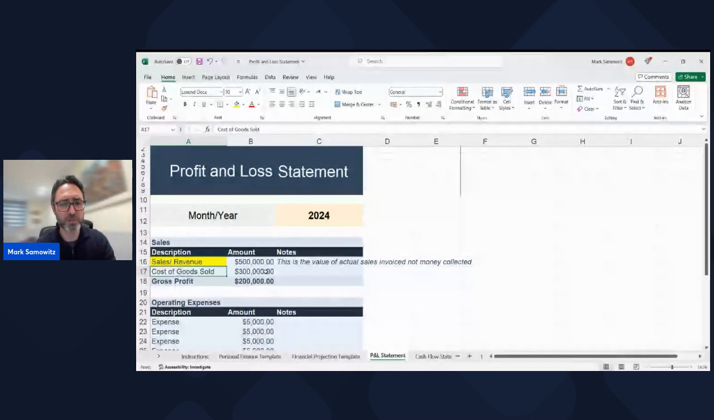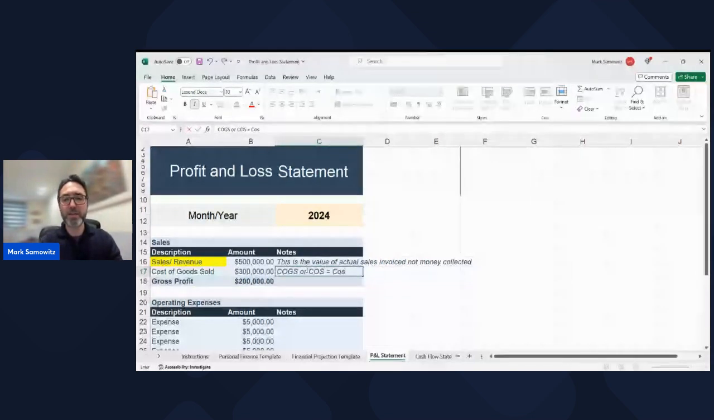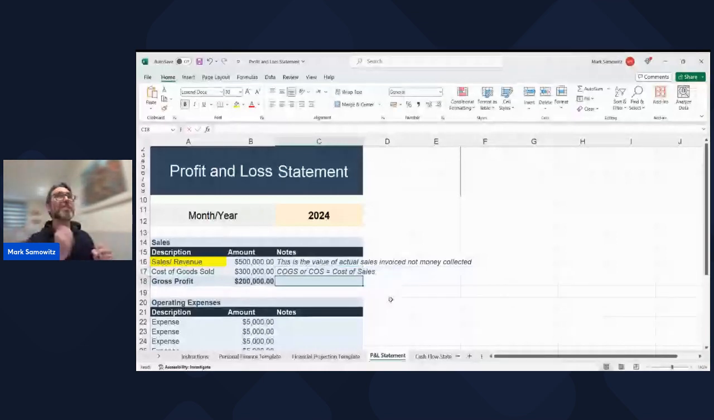Cost of goods sold. So this you might see under the acronym COGS, which stands for cost of goods sold. Some people call it COGS. That is your cost of goods sold. You might see it also written as COS, which is cost of sales. Now, what is the cost of sales? Cost of sales is what it cost you to deliver the service that you delivered.